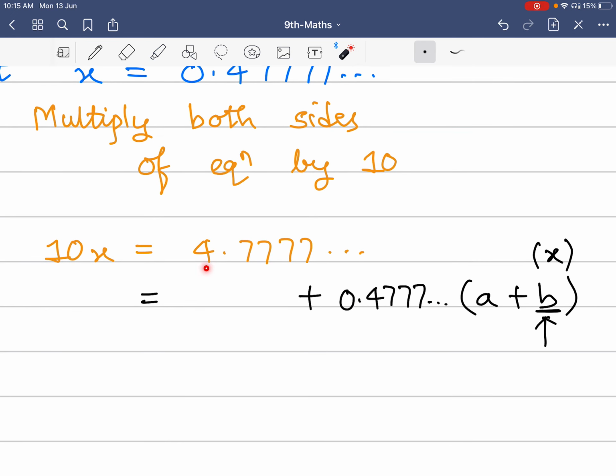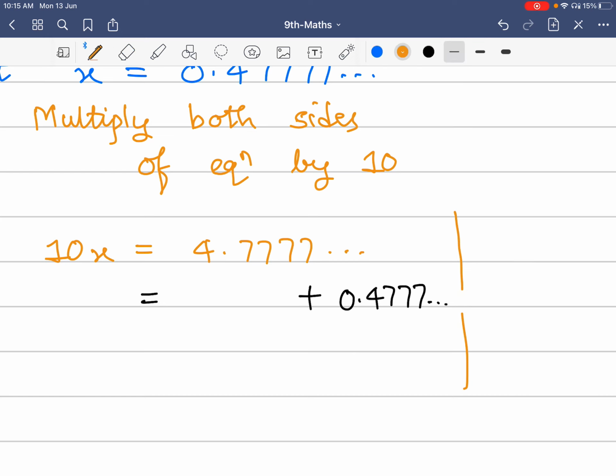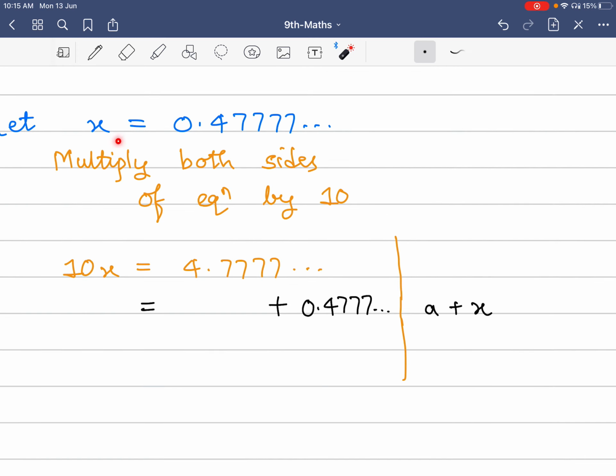So I want to represent this right hand side of the equation in the form of a plus x. Let me put a line here. Instead of making it so complicated, let me erase this. The right hand side of our equation should be of the form a plus x. We have already defined what x is. X is 0.4777.